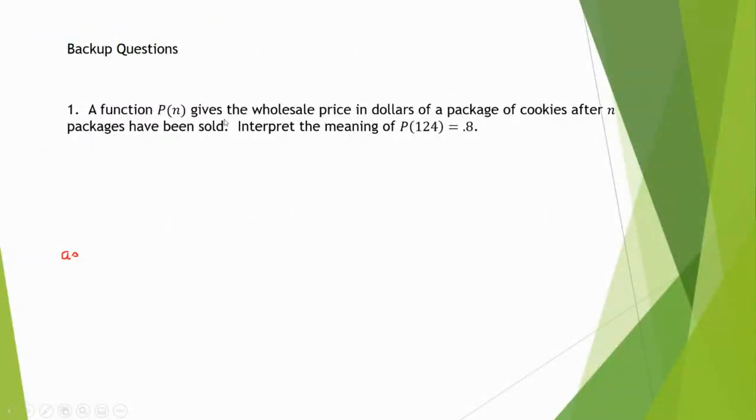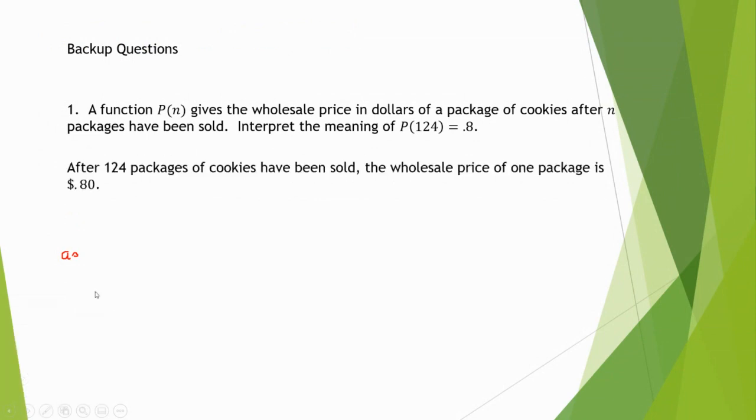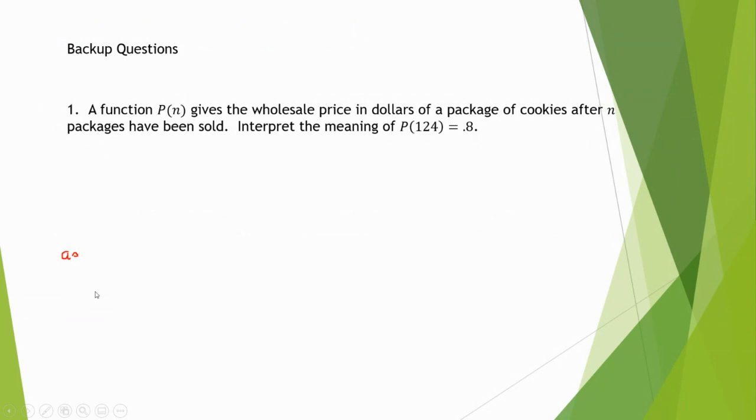Here we have some backup questions, and the first one is really more of interpretation. So the first question is this. We have this function P of n, right? And this function tells us the wholesale price in dollars of a package of cookies once n of them have been sold.